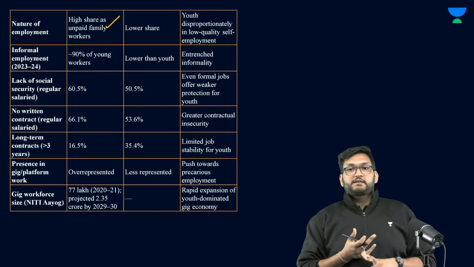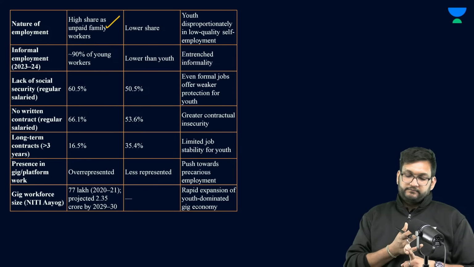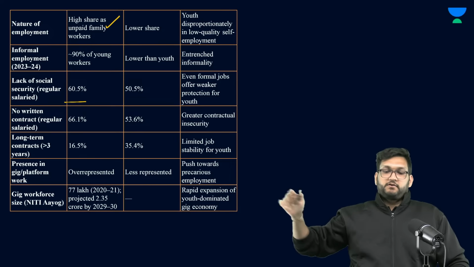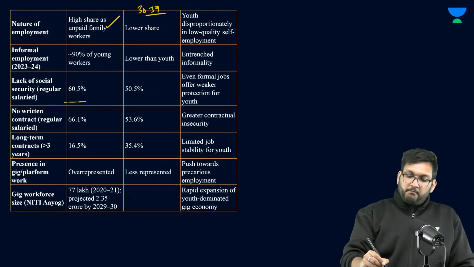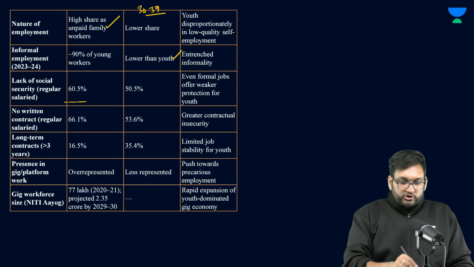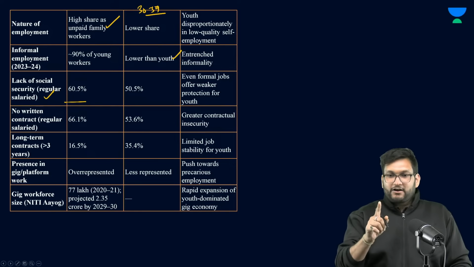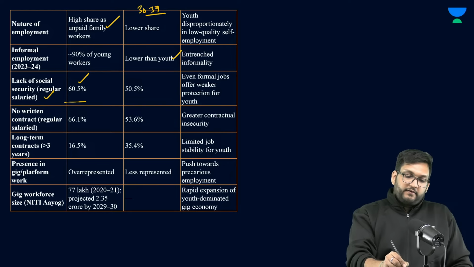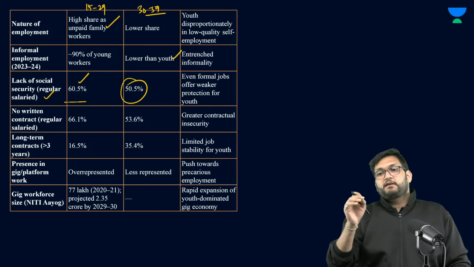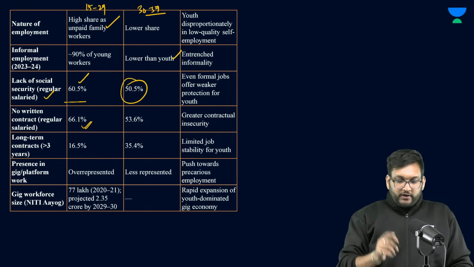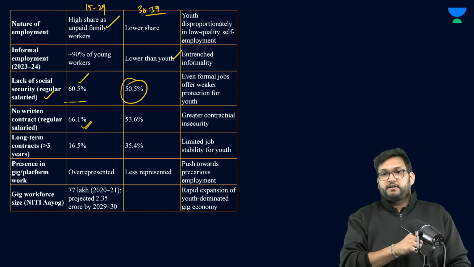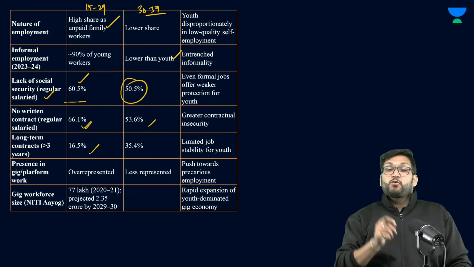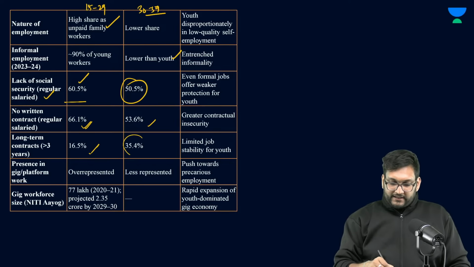90% of the youth workers are actually informal sector. And in the 30 to 59 years of age, this is much lower. Lack of social security is 60% in the younger age, 15 to 29, 50% in the higher ages. No written contract, 66% don't have a written contract. Here, 53% don't have a written contract. Long term contracts, only 16% have, while 35% have.